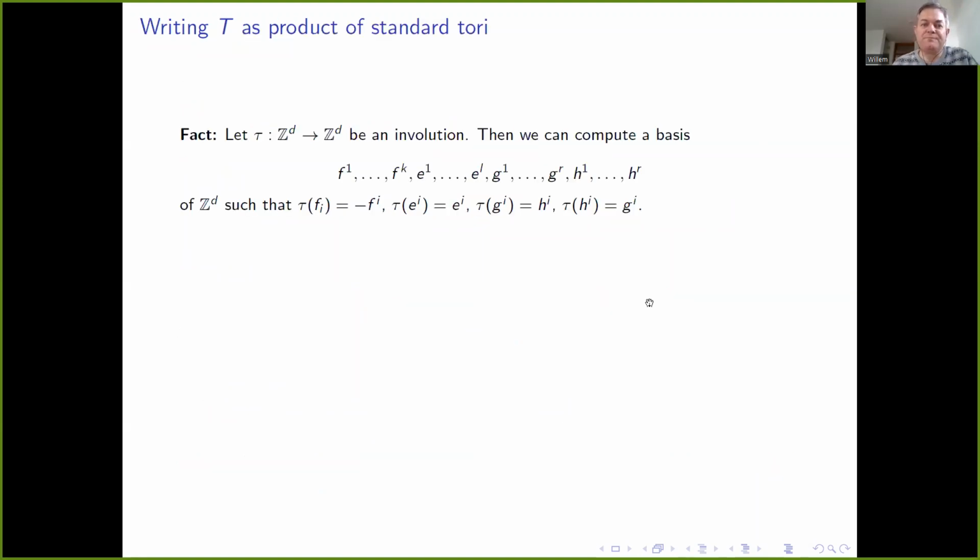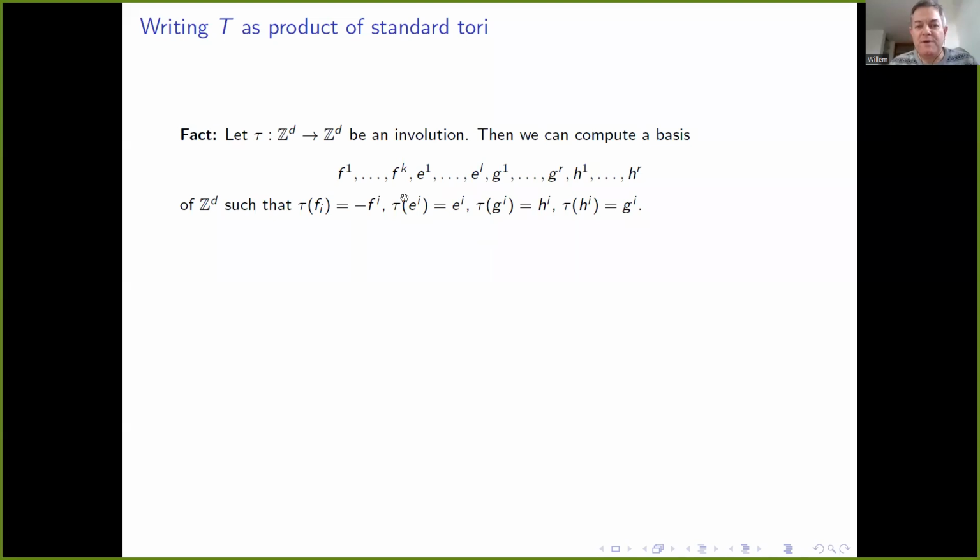Okay. And now we come to a thing which is called writing T as a product of standard tori. And here I cannot go really into details because that would become very technical. But the point is this: such a torus, so our groups, they have this complex conjugation, right? The action of the group Gamma. And now in the case of the torus, you can represent this conjugation by an involution of Z to the d. I'm not going to say exactly how to do that, but the conjugation corresponds to an involution of Z to the d.